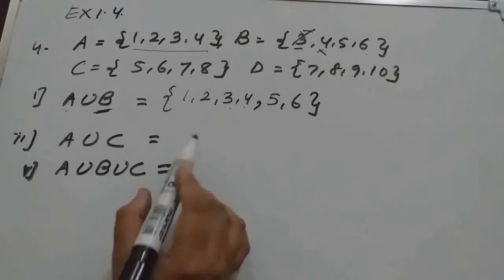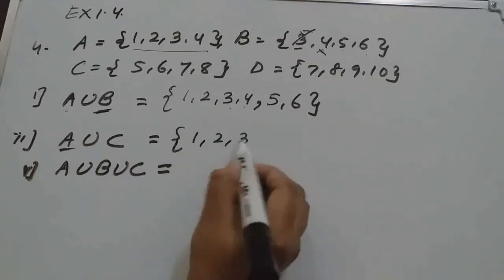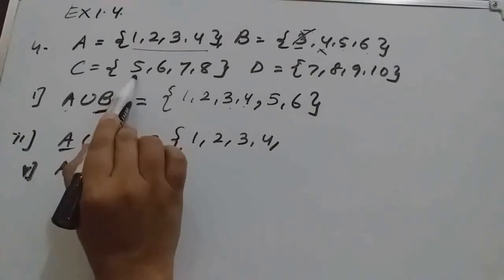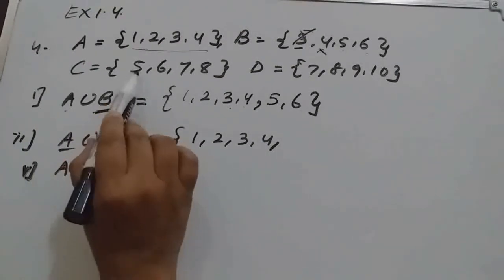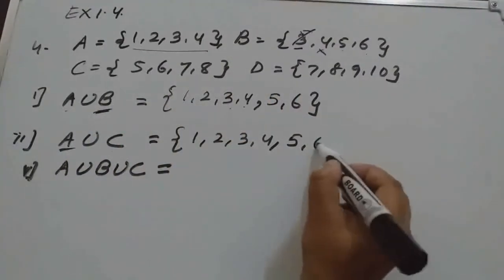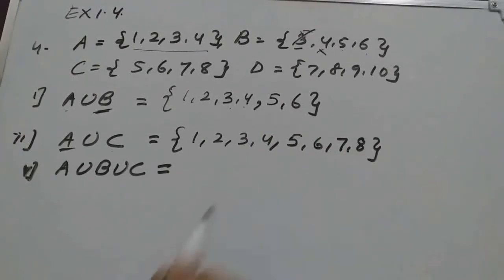Similarly, A union C. So first write all the elements of A: 1, 2, 3, 4. Then while writing C's elements, avoid elements which are repeating. So 5 is not there, write 5, 6, 7, 8. All elements of C are not there in A, so we will write 5, 6, 7, 8.